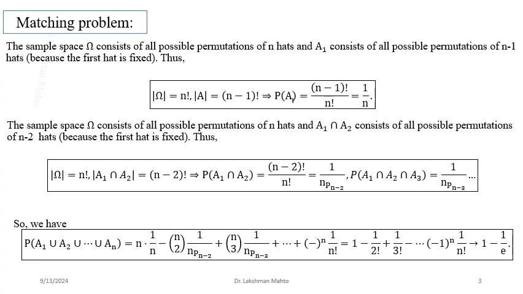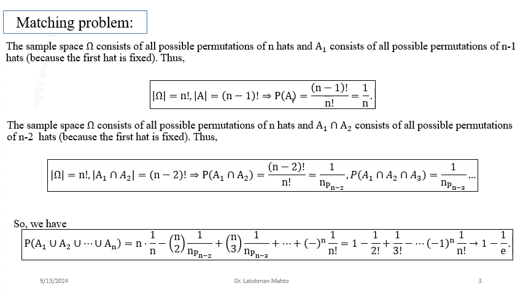Then, likewise, what is the probability of A1 intersection A2? Here 2 will be fixed. So the number of elements in A1 intersection A2 would be (n minus 2) factorial. So the probability of A1 intersection A2 is (n minus 2) factorial divided by n factorial.